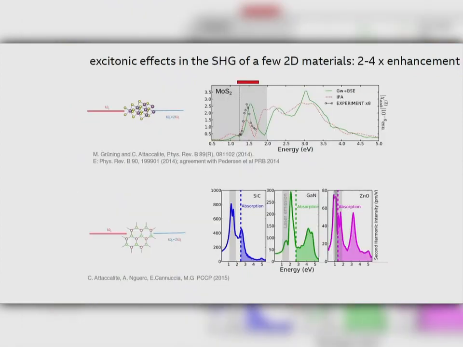This, of course, is a wide gap material. So what if we go to some semiconducting material? Here we looked at molybdenum disulfide, silicon carbide, gallium nitride, and silicon oxide. And we observed that we can see an enhancement of about 2 to 4 when we are at excitonic resonance with respect to the independent-particle calculation.